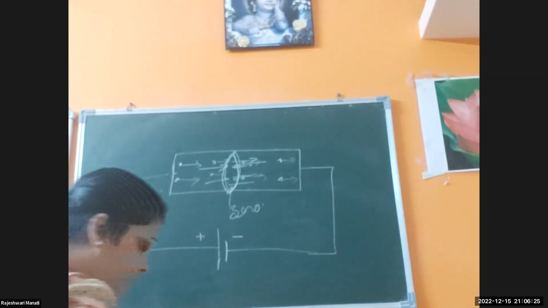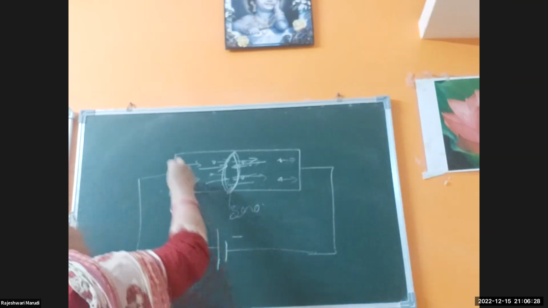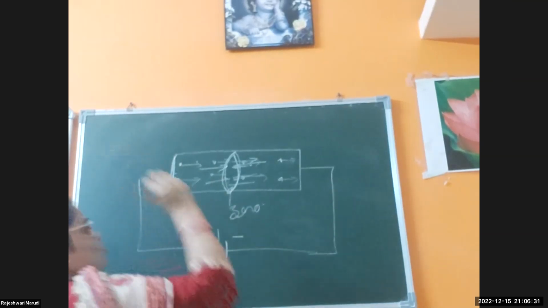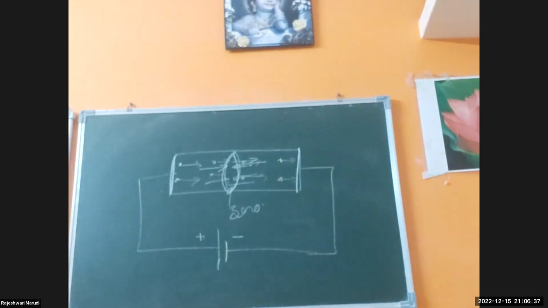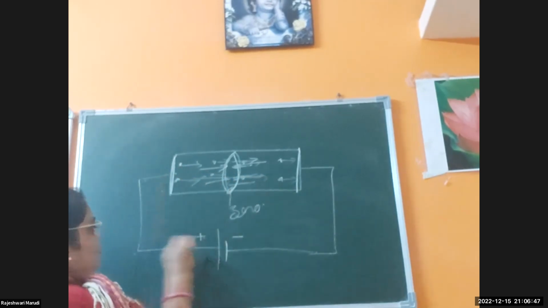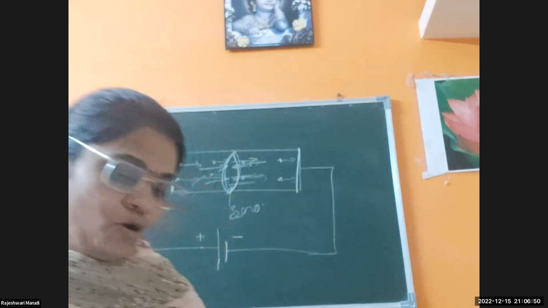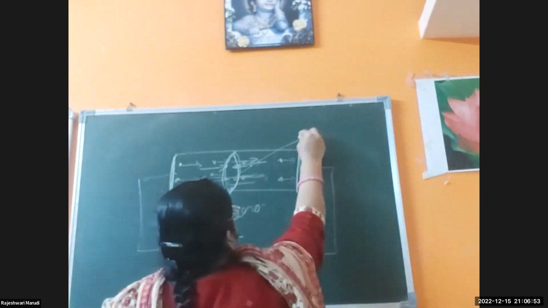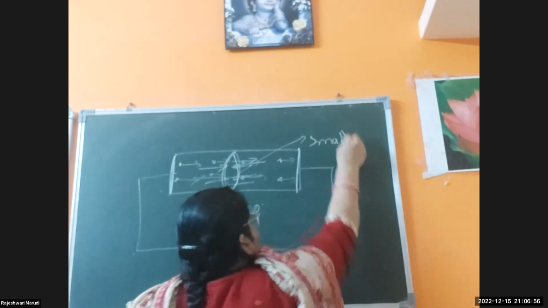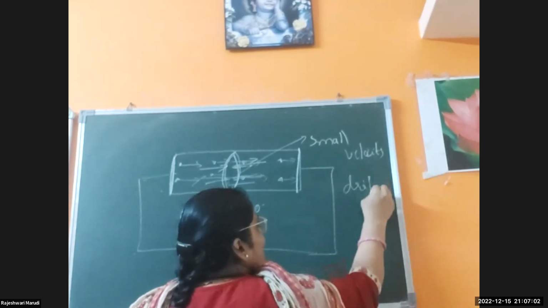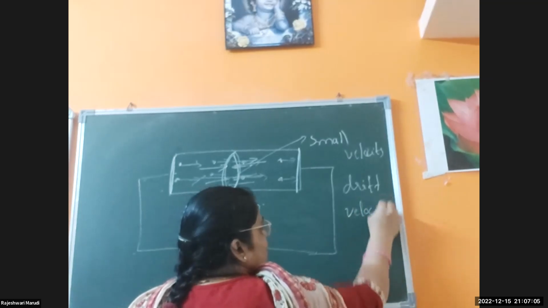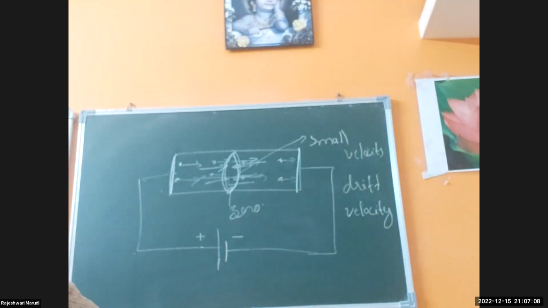So one end of the conductor becomes positively charged, and the other end of the conductor becomes negatively charged. Therefore, the electrons move from the negative to the positive terminal with a small velocity, and that small velocity is called drift velocity.